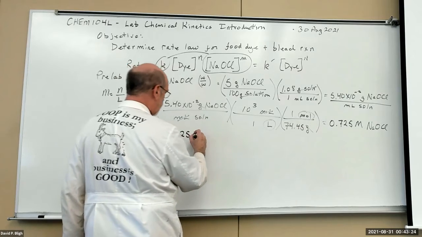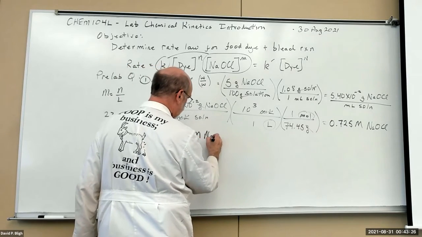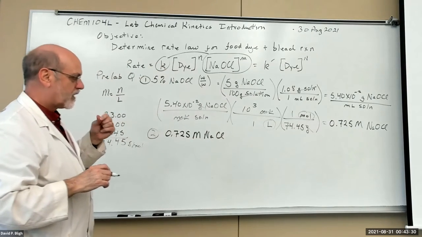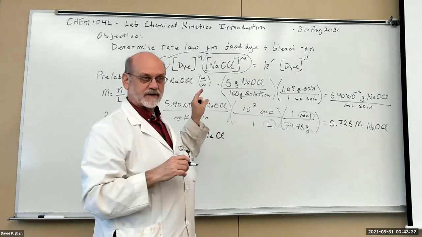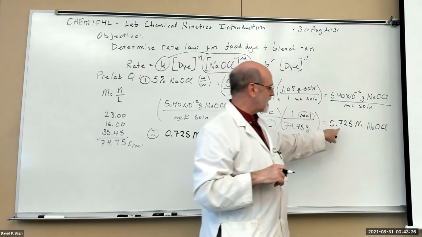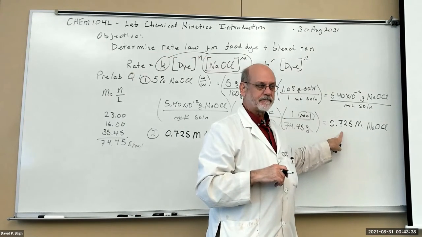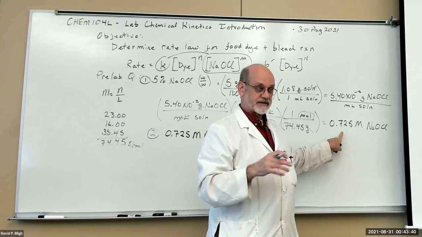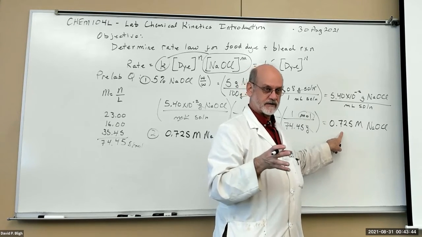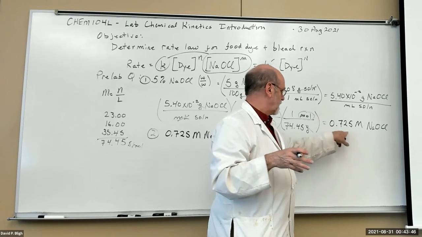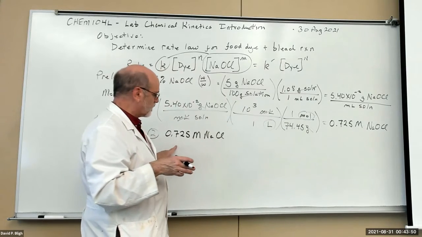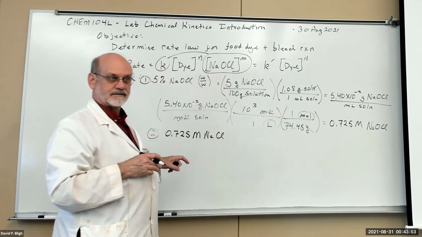0.725 molar sodium chloride. Because for the second round, at half strength bleach, we're only going to use half as much of this with the second experiment. Right? This is initial rate stuff. And we're going to make up the difference with the rest of the volume, which is going to be this. Okay?